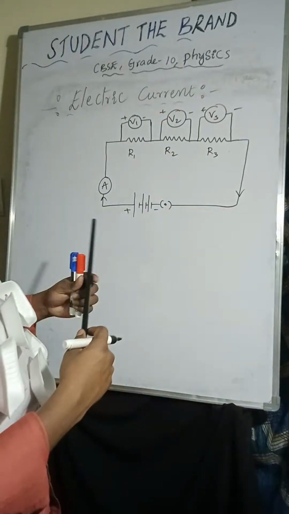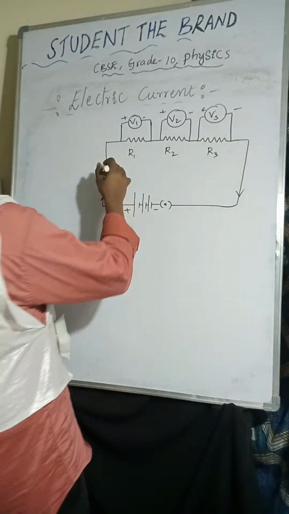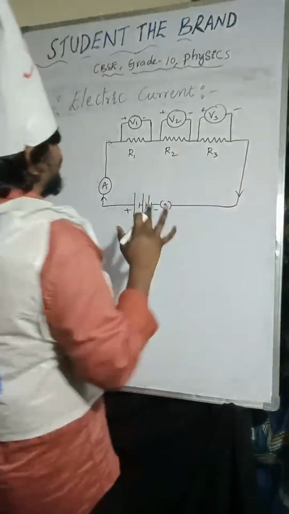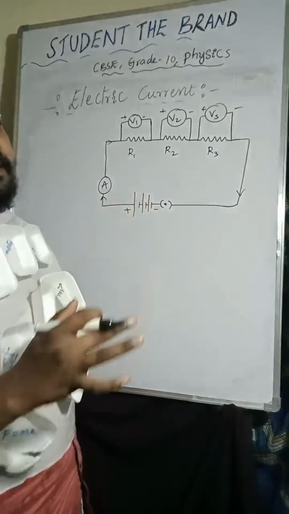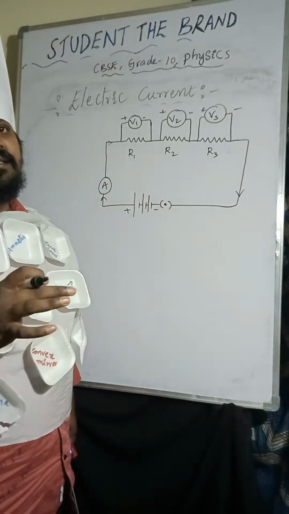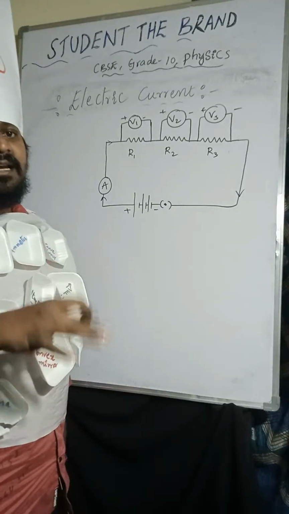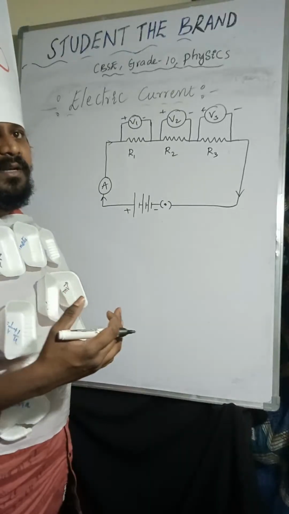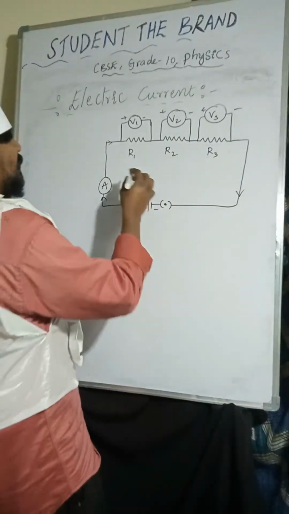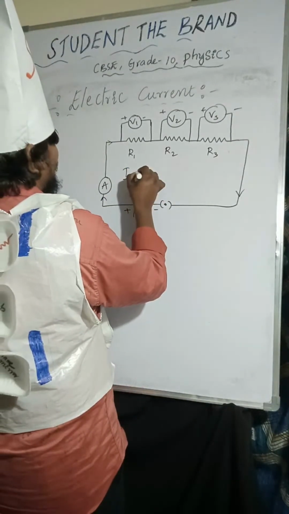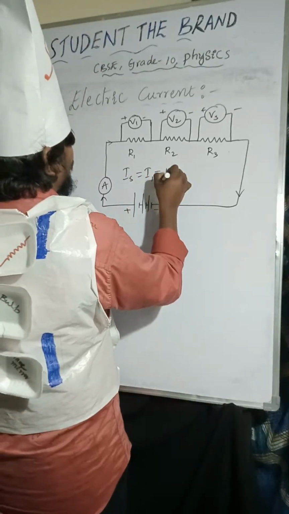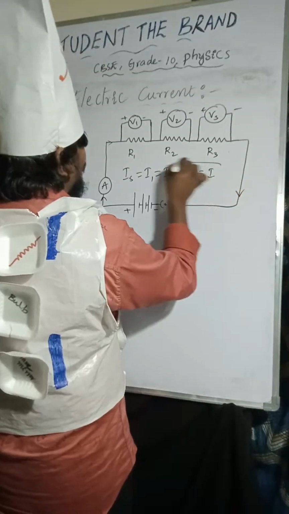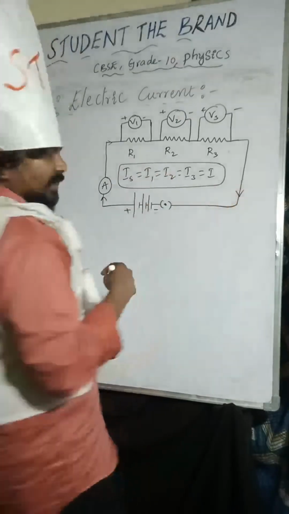Okay, so current is flowing from the battery. Here you can observe, throughout the circuit current is the same, because all resistors are connected in series combination. So throughout the circuit current is the same, that is Is equal to I1 equal to I2 equal to I3 equal to I. Okay, so current is the same.